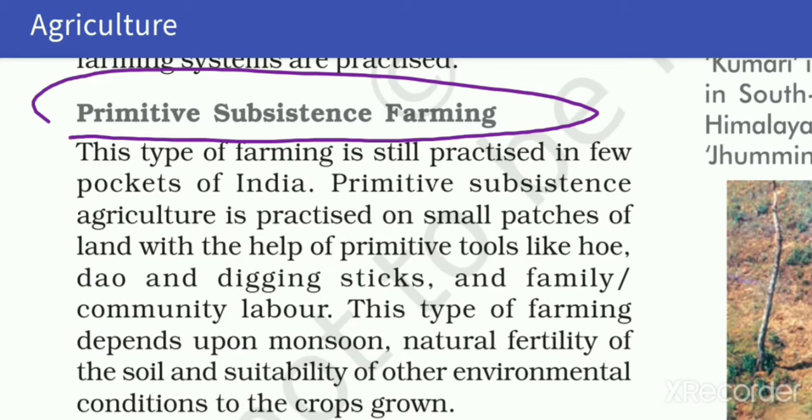Actually, in this type of farming, the farmers select a patch of land, or in another word, this type of farming is practiced on a small patch of land, in which the farmers generally use primitive tools like hoe, dao and digging sticks. In Hindi, hoe means kudal, dao means khurpi, and digging sticks you can say phara.